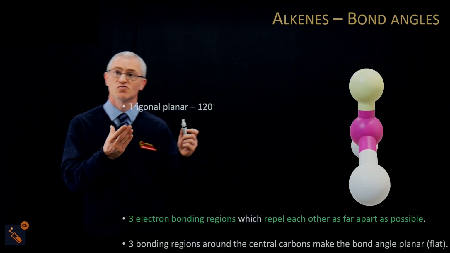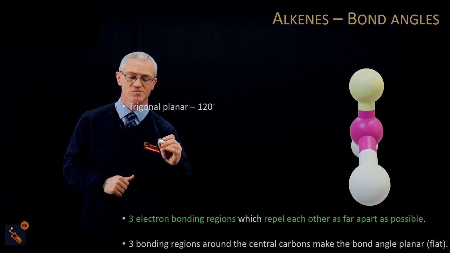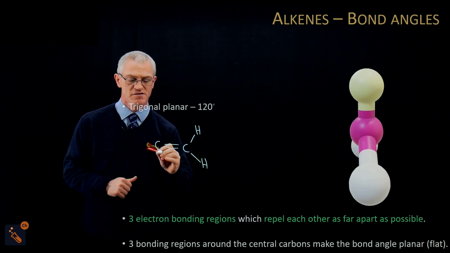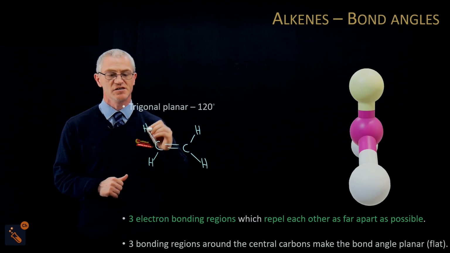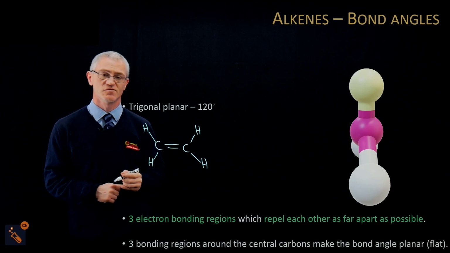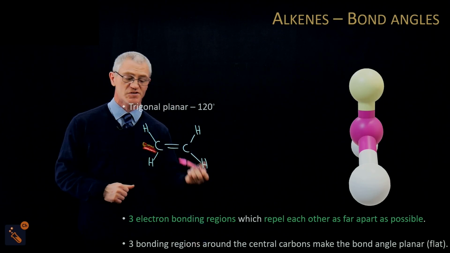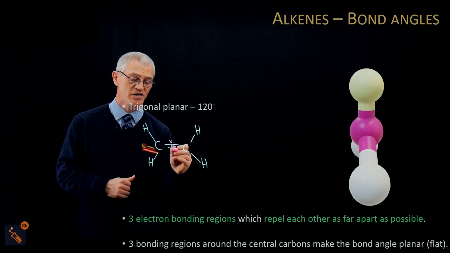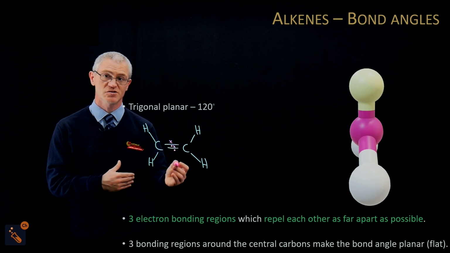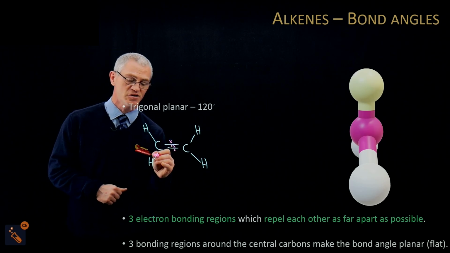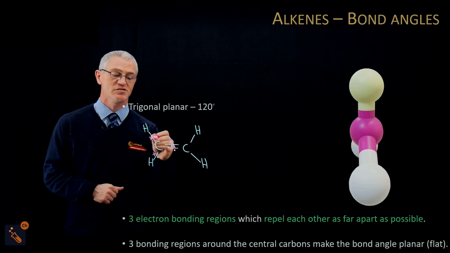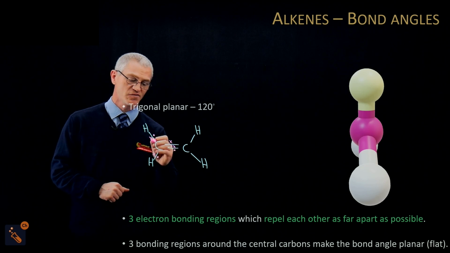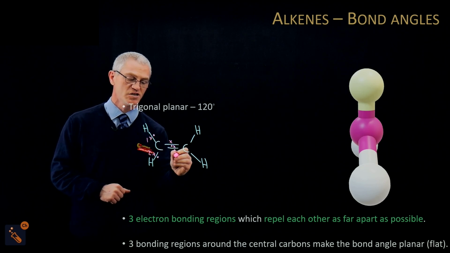Now, if we just want to draw a couple of examples, a simple example is going to be ethene. And there's your alkene. I just want to go through quickly that electron bonding region. The electron bonding region is made of a pair of electrons in the sigma bond, and then a pair of electrons in the pi bond. So you've got two pairs of electrons there. We've got another pair of electrons in the sigma bond between the C and the H, and another pair of electrons between the other C and the H, which means we have 1, 2, 3 bonding regions.